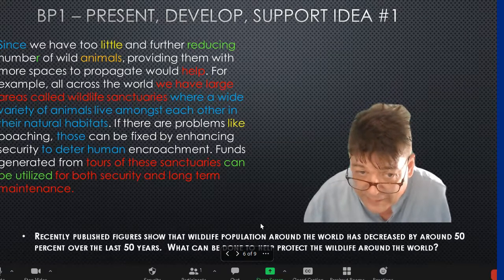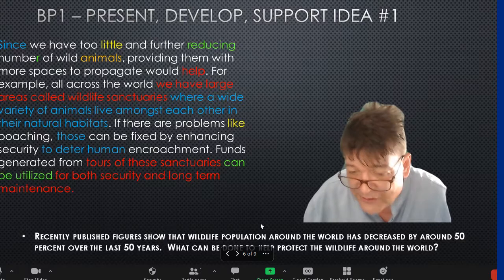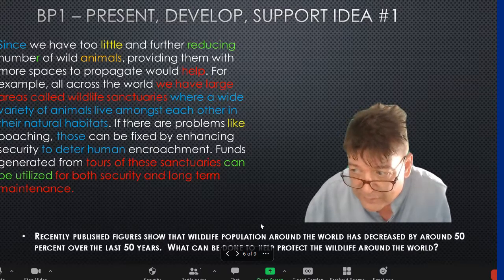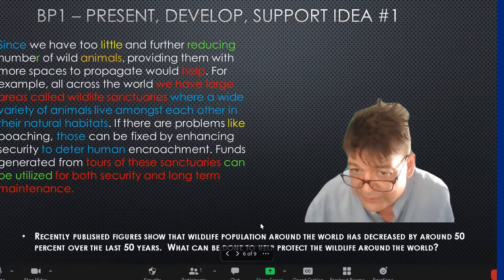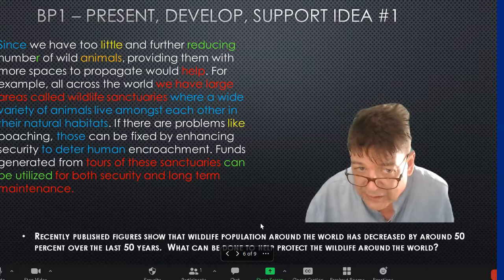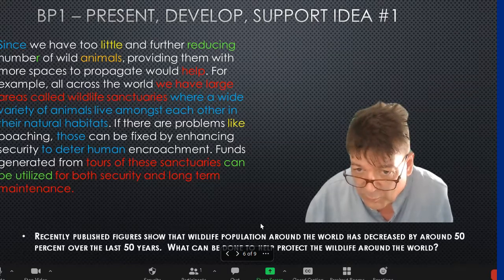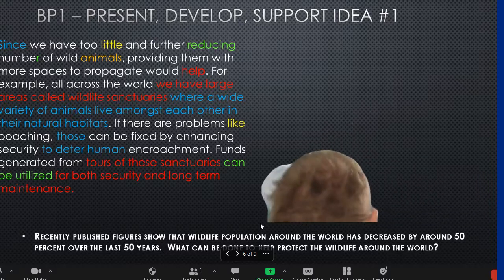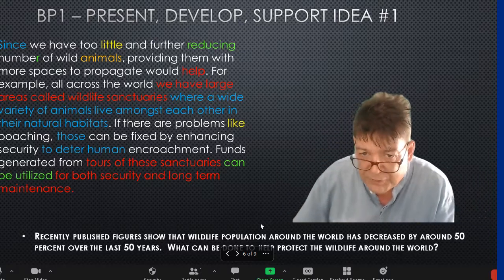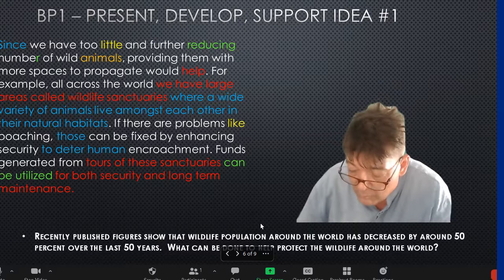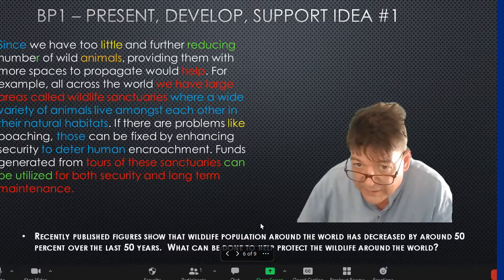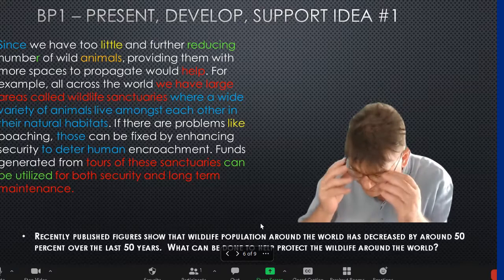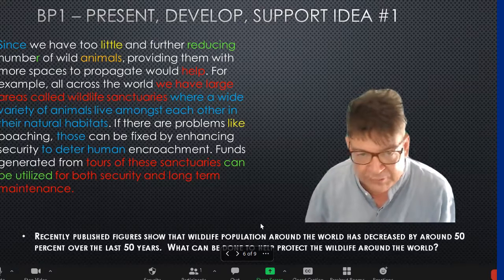We know that. Okay, it's an unnecessary explanation of your solution. Your solution is enhanced security. Well, we know why. I mean, explain how. You might explain how poaching is a problem, or that only in these sanctuaries do we have the resources or the personnel to protect the animals. I don't know, something like that.